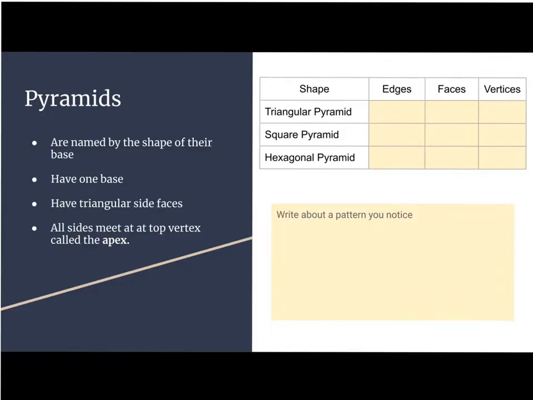So let's go ahead and work on our notes here. Please pay close attention that you're filling this in on your pyramids slide. So we just looked at Emily's triangular pyramid, and we saw that it had 6 edges, 4 faces, and 4 vertices. Let's see what we can find out by looking at some other prisms and pyramids.